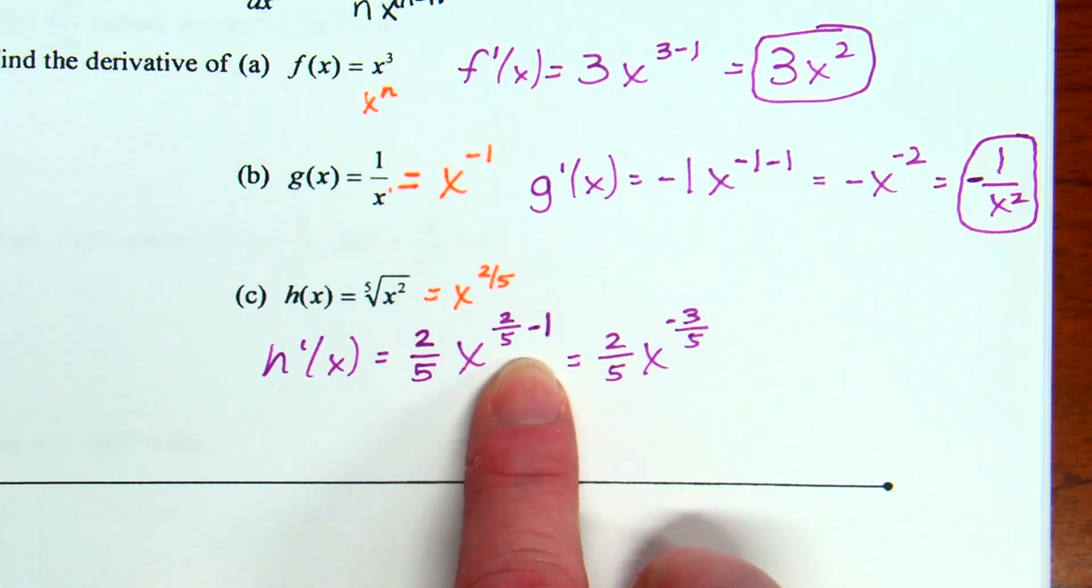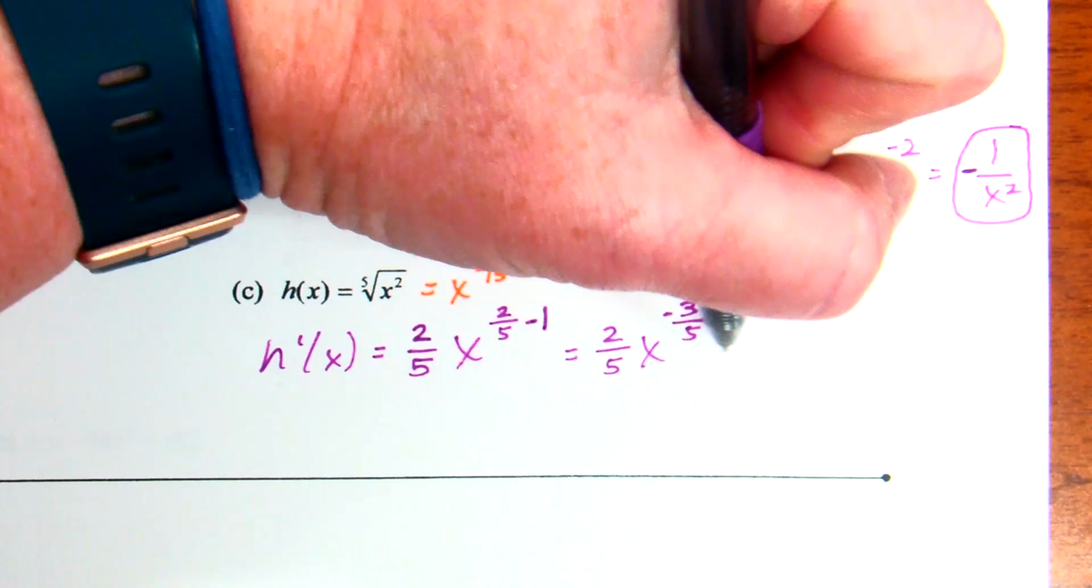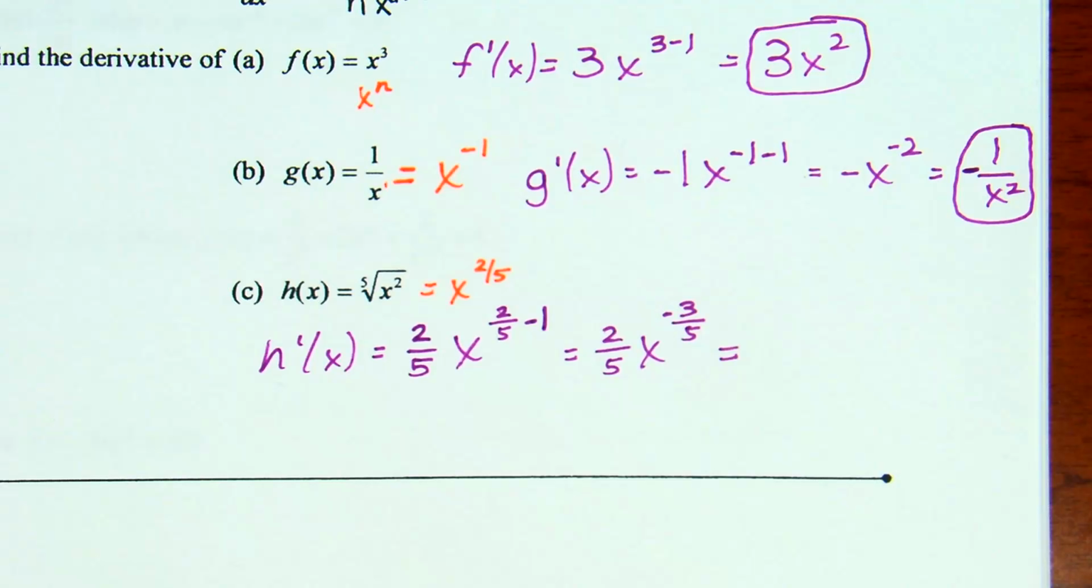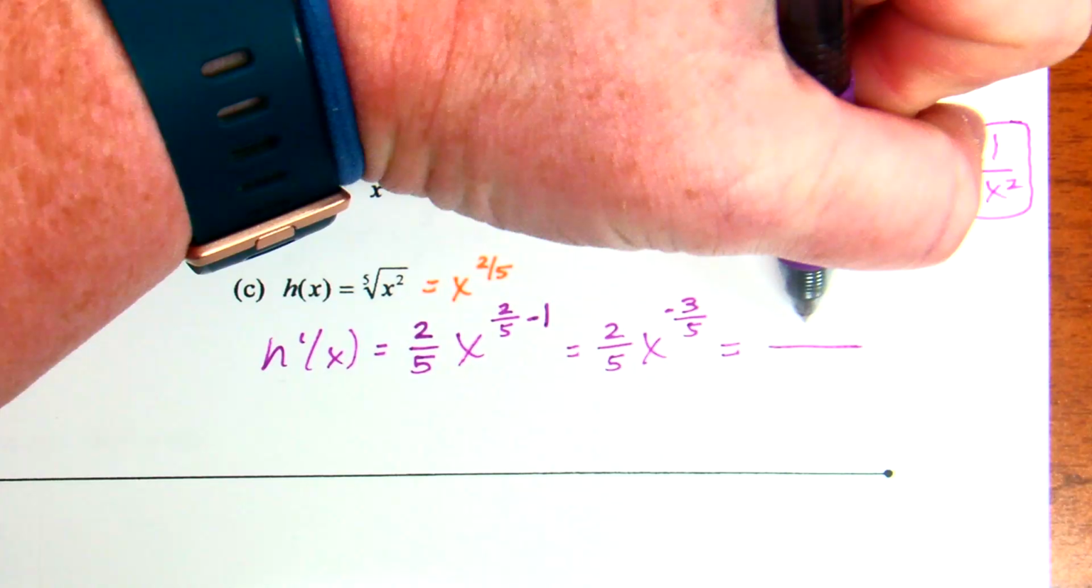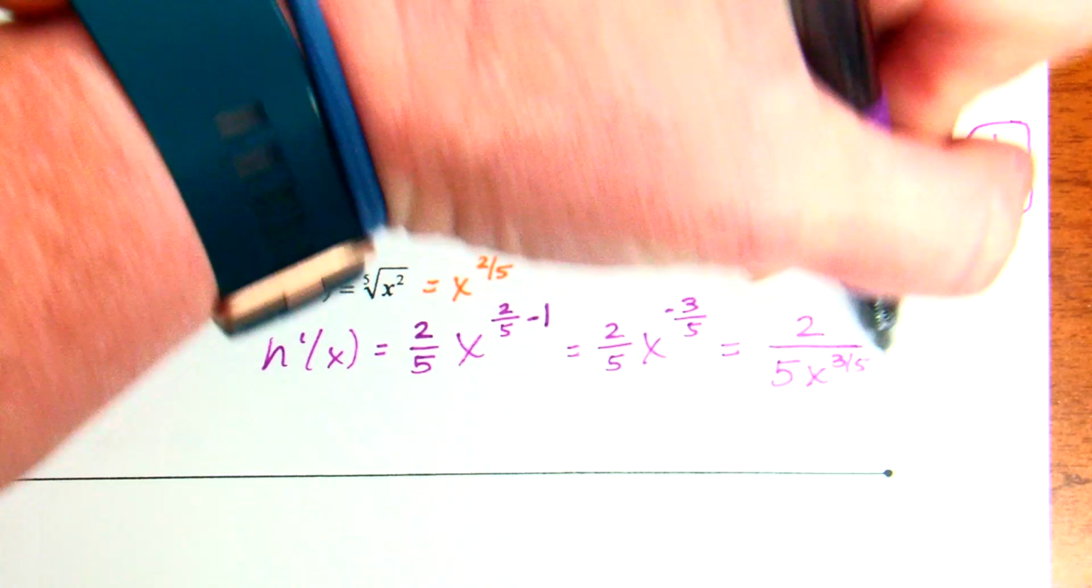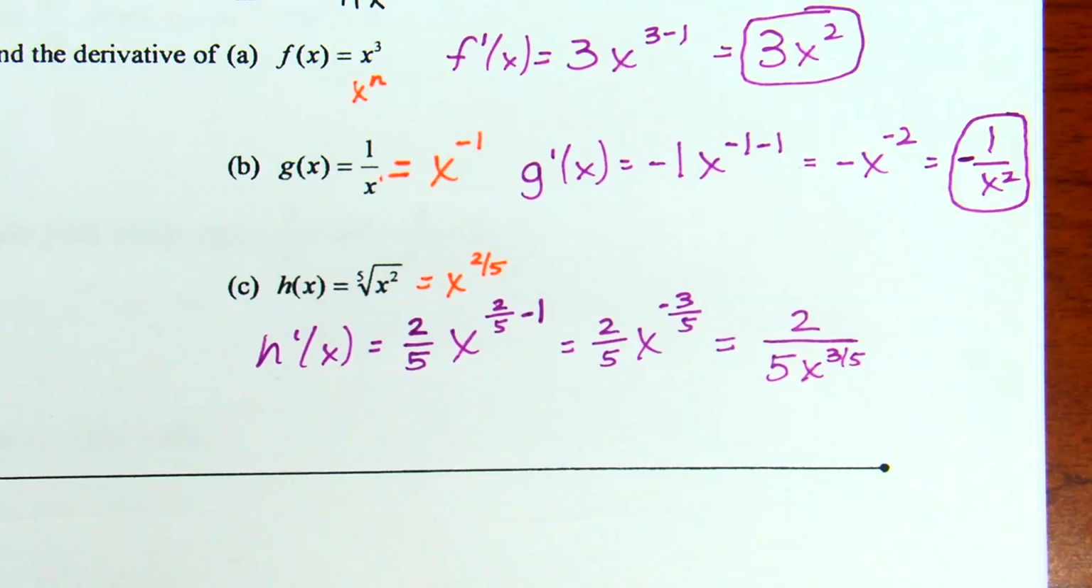Now, what if we don't leave this with a negative exponent? What is it that has a negative exponent? The x. Where does the x go then? To the denominator. So 2 stays on top, 5's on bottom, x to the 3/5. I would have said leave it like that.